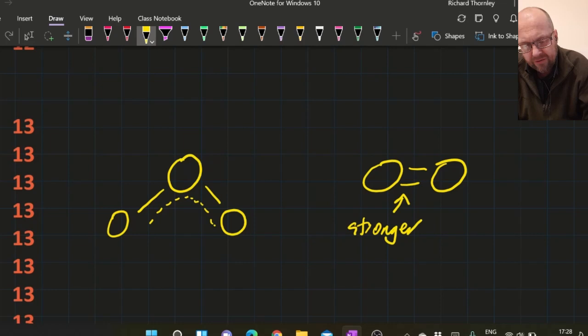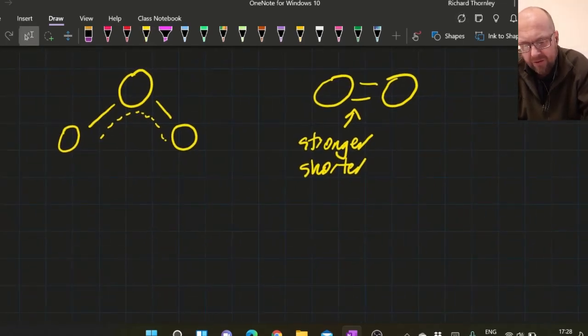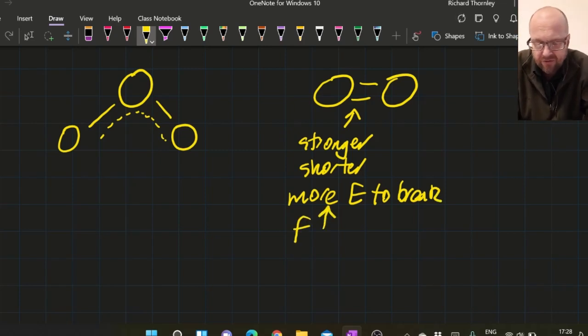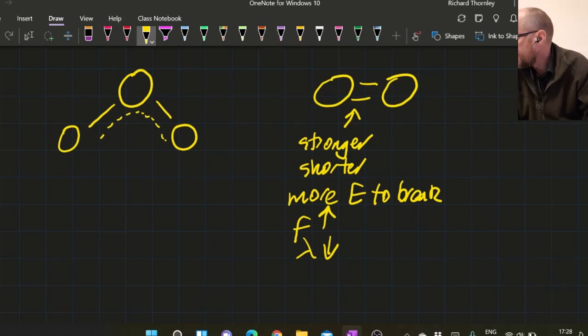This bond is shorter. This bond needs more energy to break, which means it needs a higher frequency of electromagnetic radiation or a shorter wavelength. So what's that? Yeah, A. So 13 is A.